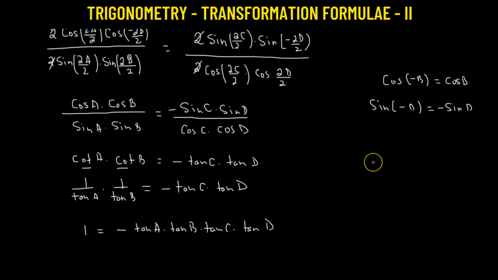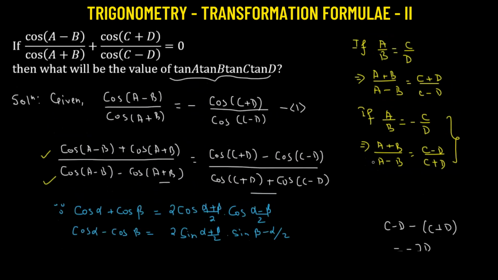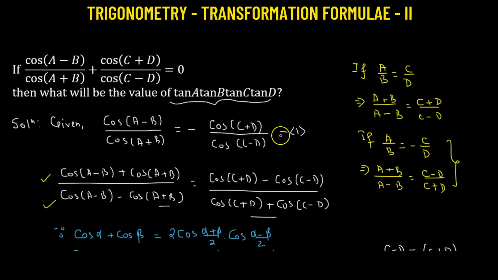So therefore, we have successfully obtained the value of the given trigonometric expression. So tangent of A, tangent of B, tangent of C times tangent of D, that's going to be equals to negative 1, provided we have the condition that cosine of (A minus B) over cosine of (A plus B) added to cosine of (C plus D) over cosine of (C minus D) equals to 0.